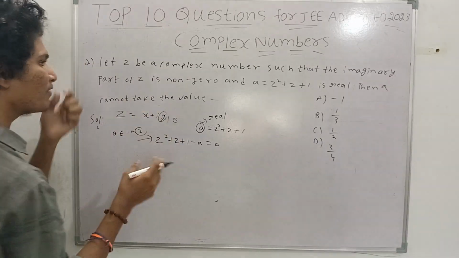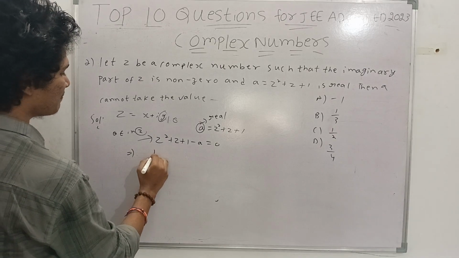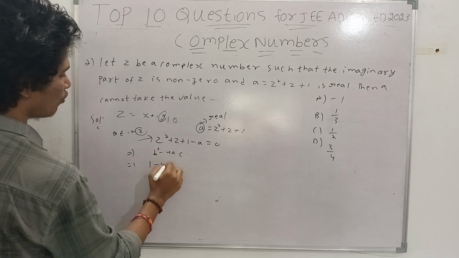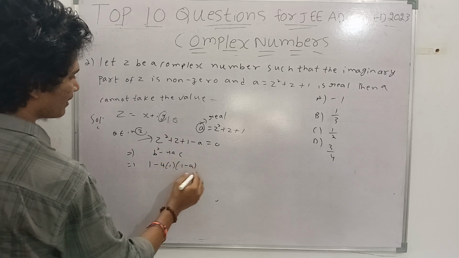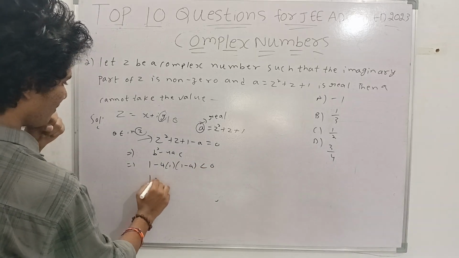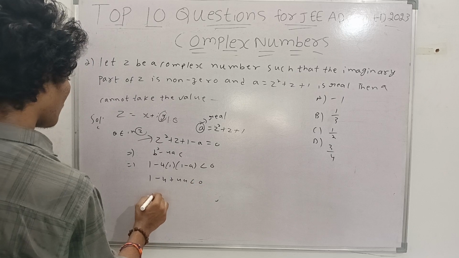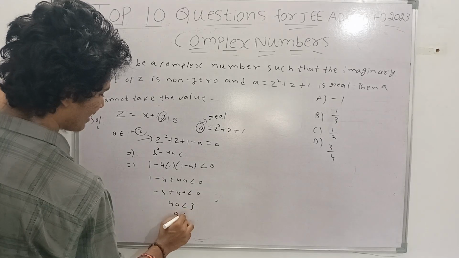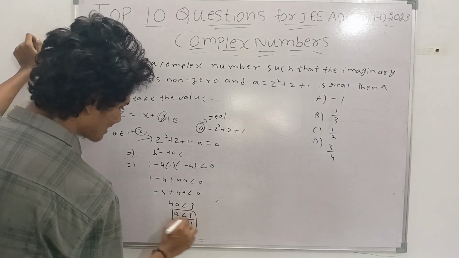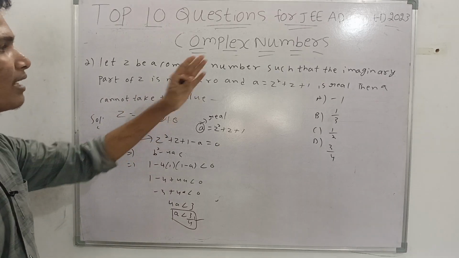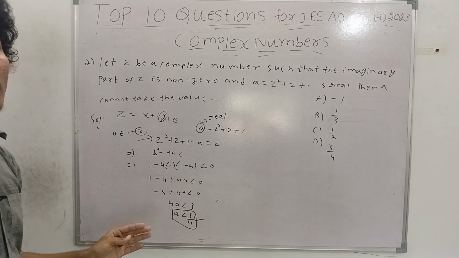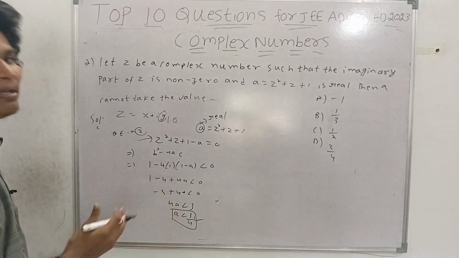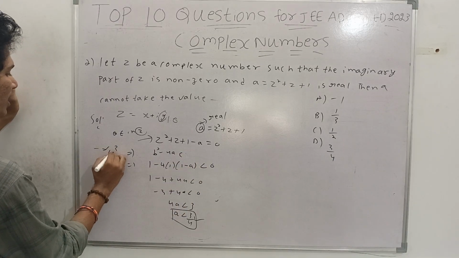So the discriminant of this will be less than 0. If we do the discriminant, that is b square minus 4ac, what will you get? B square is 1, minus 4 into what is A? 1. What is C? 1 minus A. This should be less than 0. So 1 minus 4 plus 4A less than 0, and minus 3 plus 4A less than 0, and 4A less than 3, and A less than 3/4. So A should be less than 3/4 in order to make the imaginary part not equal to 0. So A belongs to minus infinity to 3/4 only.